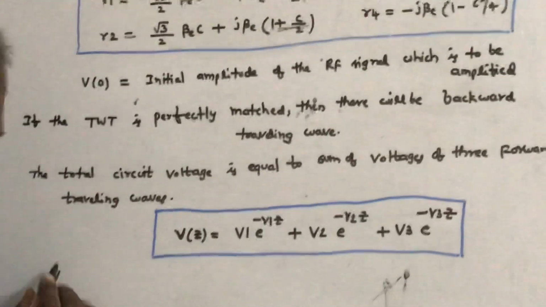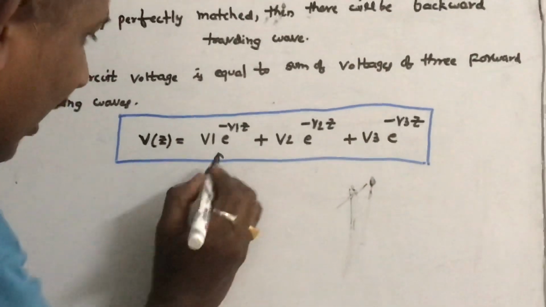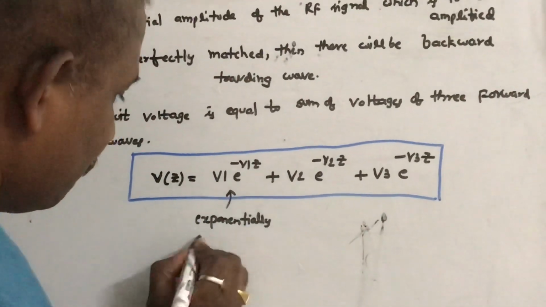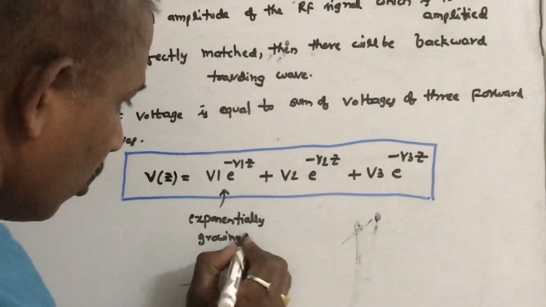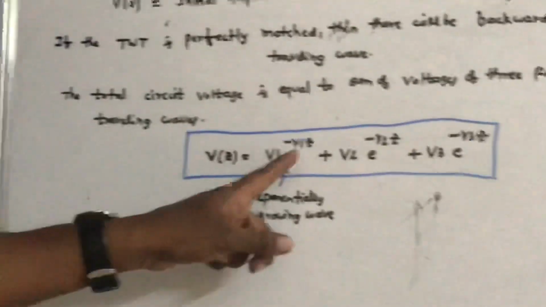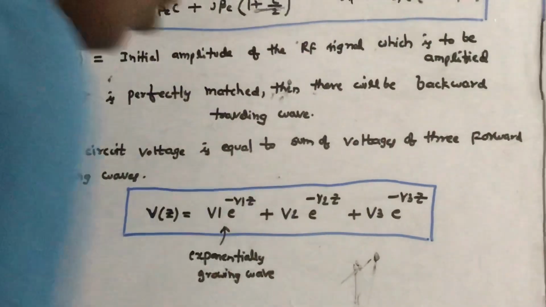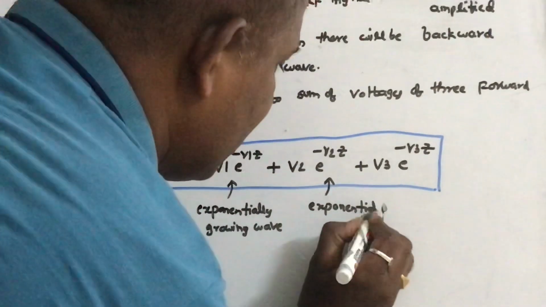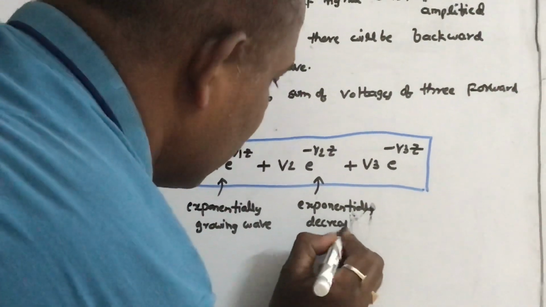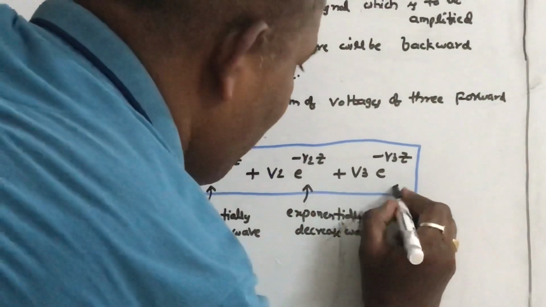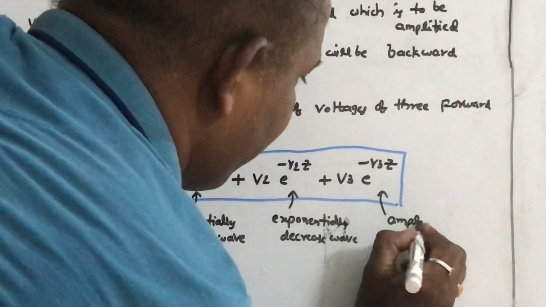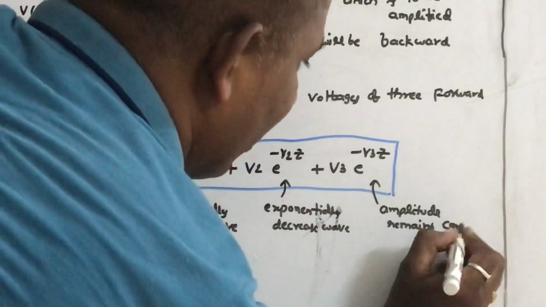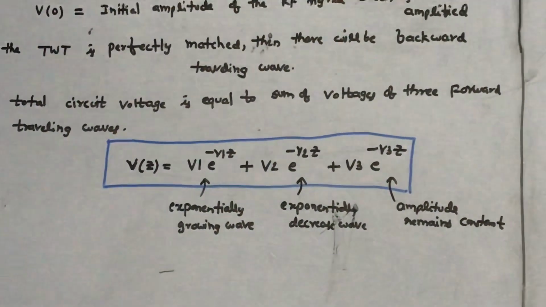This is exponentially growing wave, as the nature of gamma 1 is an exponentially increasing wave. What is the nature of gamma 2? Gamma 2 is an exponentially decreasing wave. Gamma 3, what is the nature? The amplitude remains constant. So we have derived the nature of the four propagation constants.